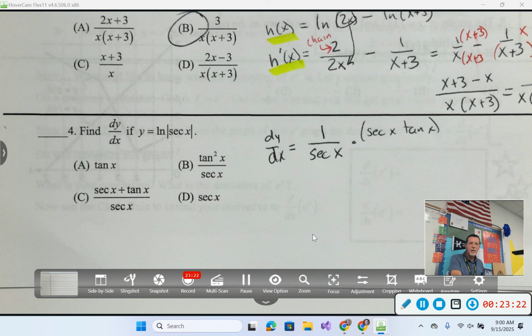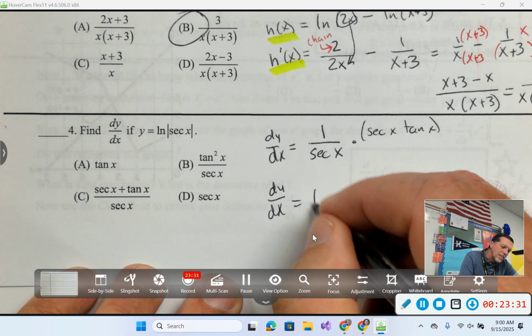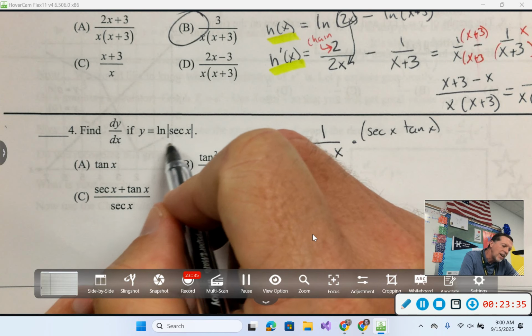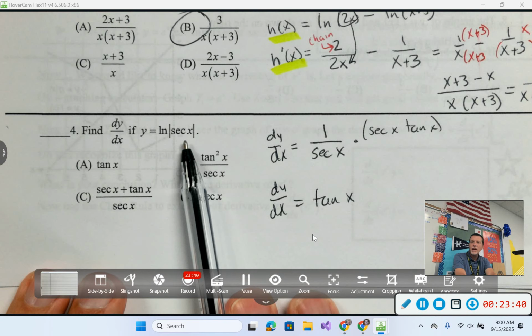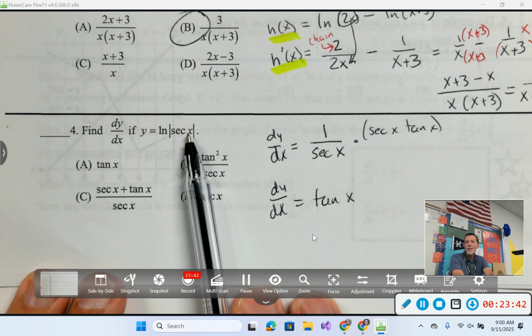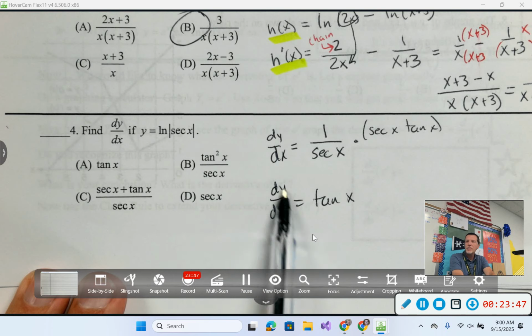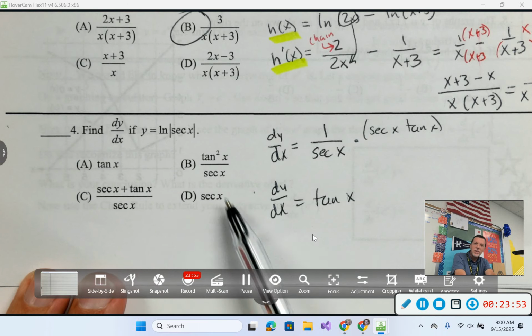Why is that not one of my answer choices? The secants will cancel. Braden? Okay. It's a good question. You can't take the log of anything negative, so that's why they put the absolute value on there to make this doable. But the question then is, well, does that affect the derivative? And it doesn't. But it's a good question.